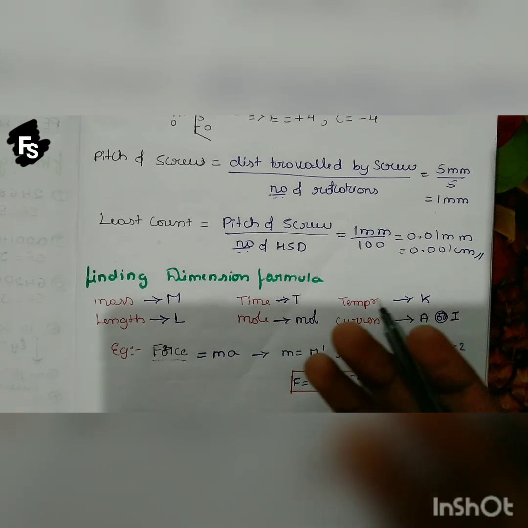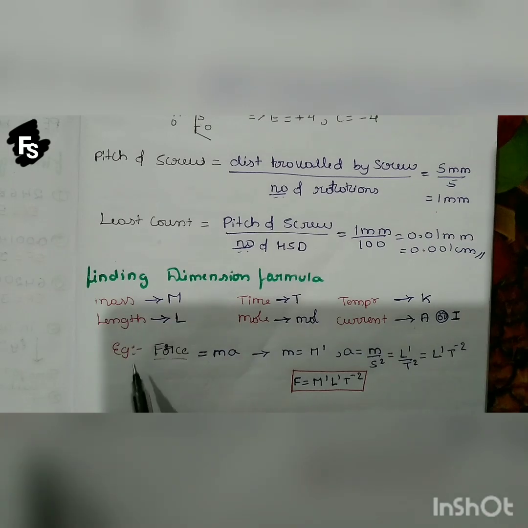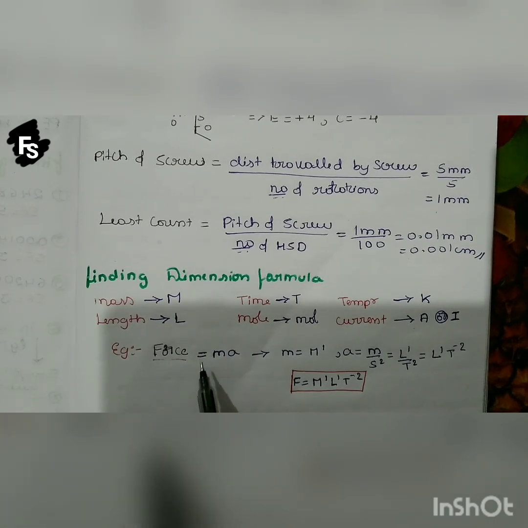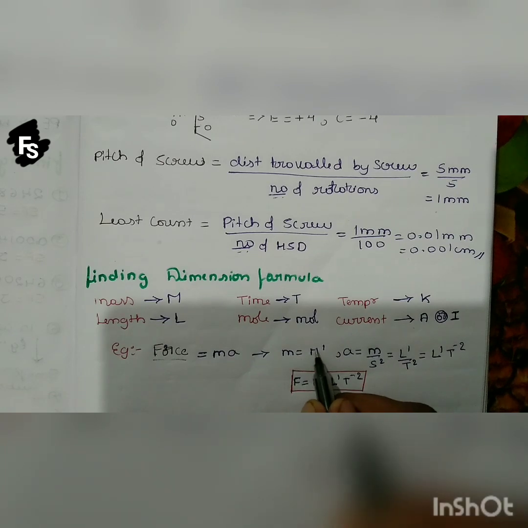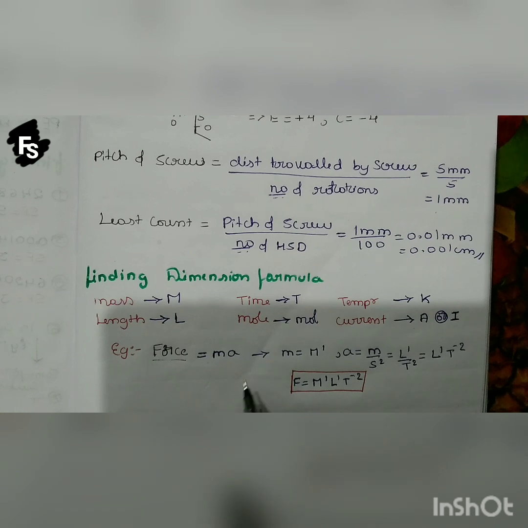How to find dimension formula? Let me take one example: force. What is the formula of force? Force is equal to mass into acceleration. Then we can divide it into two parts. First, mass. Mass is denoted by capital M. How much mass is there? 1, so M power 1. Then move on to acceleration. What is the formula of acceleration? Meter per second square.